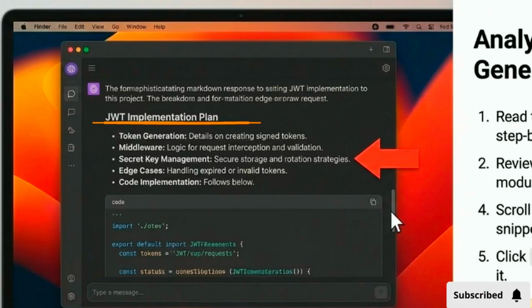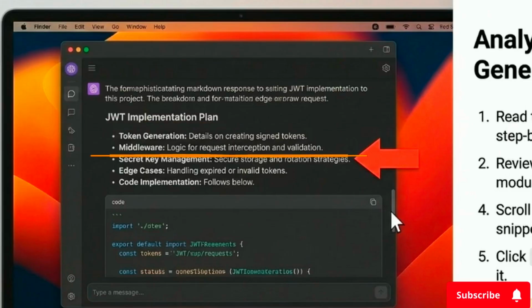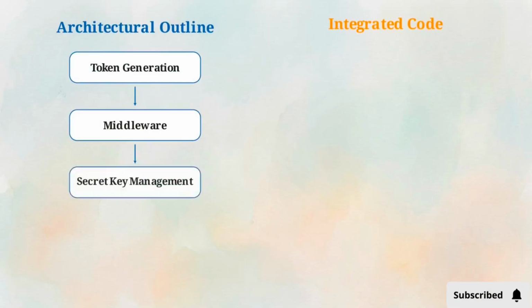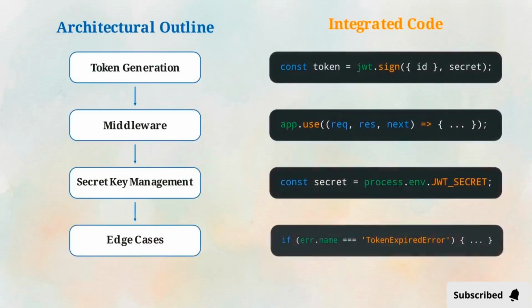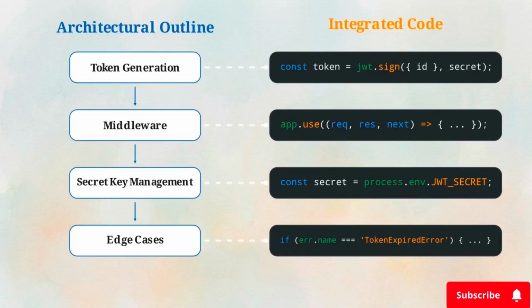This example shows a logical breakdown for a JWT system, covering everything from token generation to secure storage. Requiring the model to draft an architectural outline first results in code that is more likely to integrate successfully with the rest of your project.